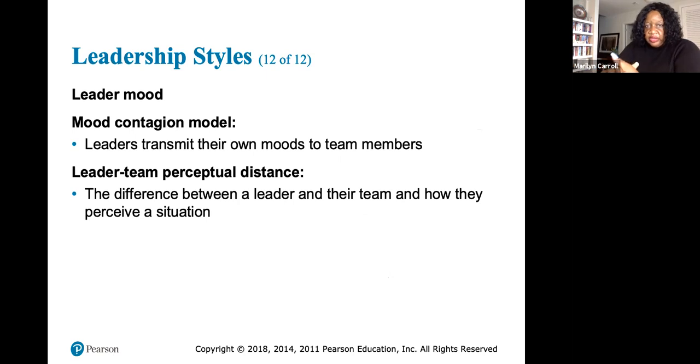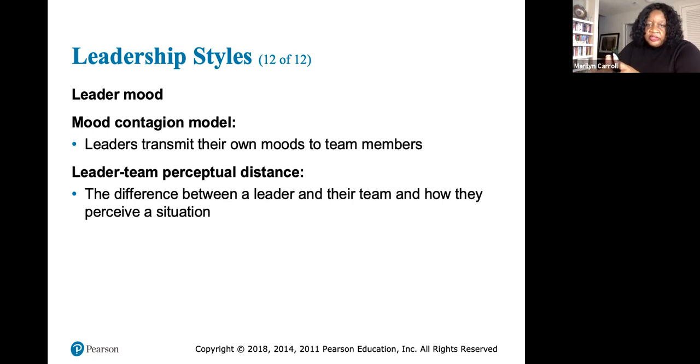Model leadership. Leaders transmit their own moods to team members. Yes, it's a trickle-down effect. And remember, as I stated in our first chapter, it's like parenting. Not to say that my team members or the people who work on my team are kids, they just, certain behaviors are learned behaviors. And the mood of a leader impacts the mood of the team.